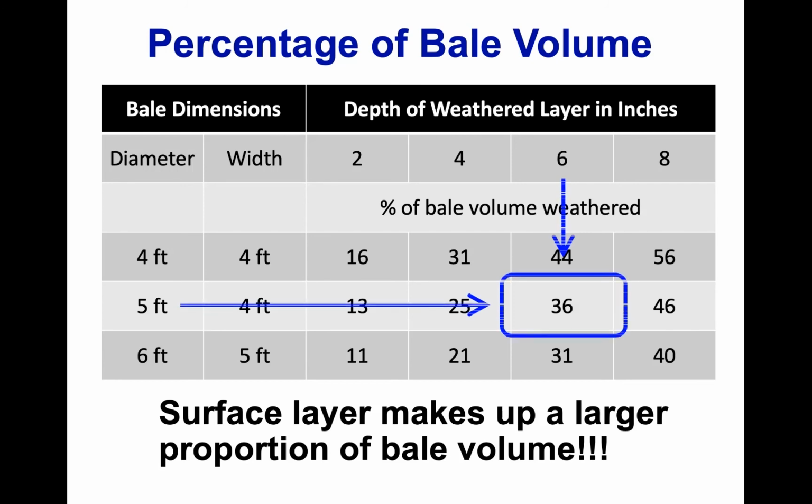And that's kind of what this table shows. We have a 5-foot bale, we have 6 inches of loss on the outside, then we're losing about 36% of that bale volume. So that surface of the hay bale makes up a considerable amount of the bale volume.